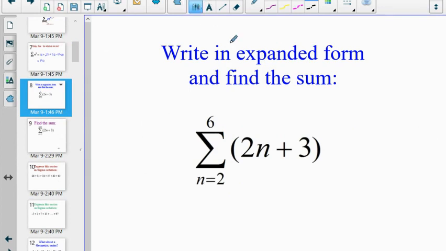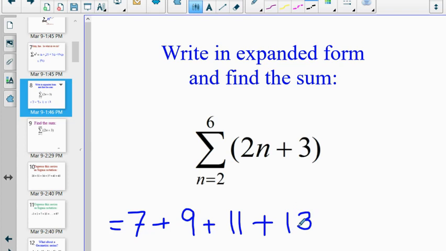So for something like this, I read this as the sum of 2n plus 3, as n goes from 2 to 6. I'll start plugging in 2. Let's see, 2 times 2, 4 plus 3 is 7. So we've got 7. Plus, let's see, plug in 3. 3 times 2 is 6, plus 3 is 9. 4 comes next. 4 times 2 is 8, plus 3 is 11. Then I plug in 5. 5 times 2 is 10, plus 3 is 13.